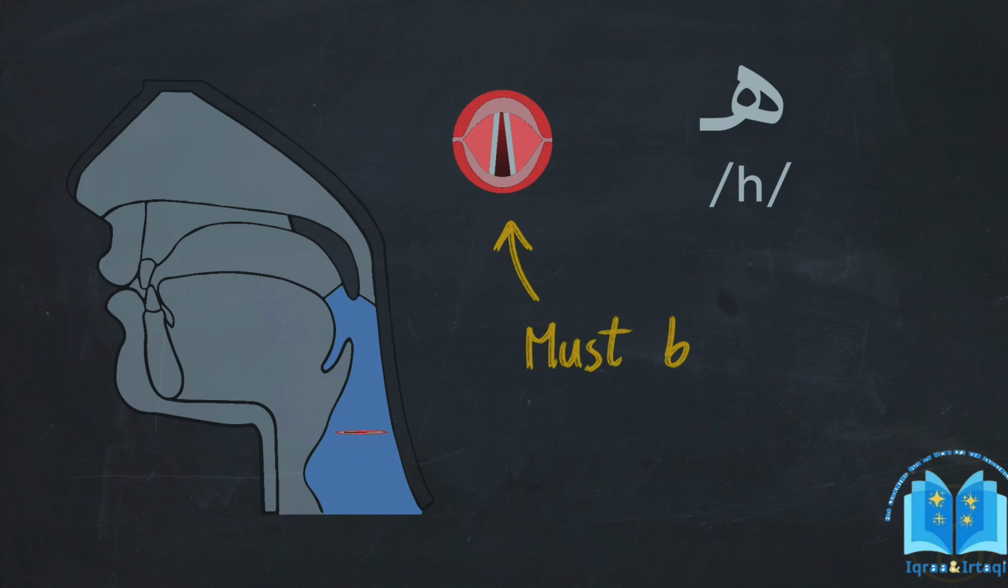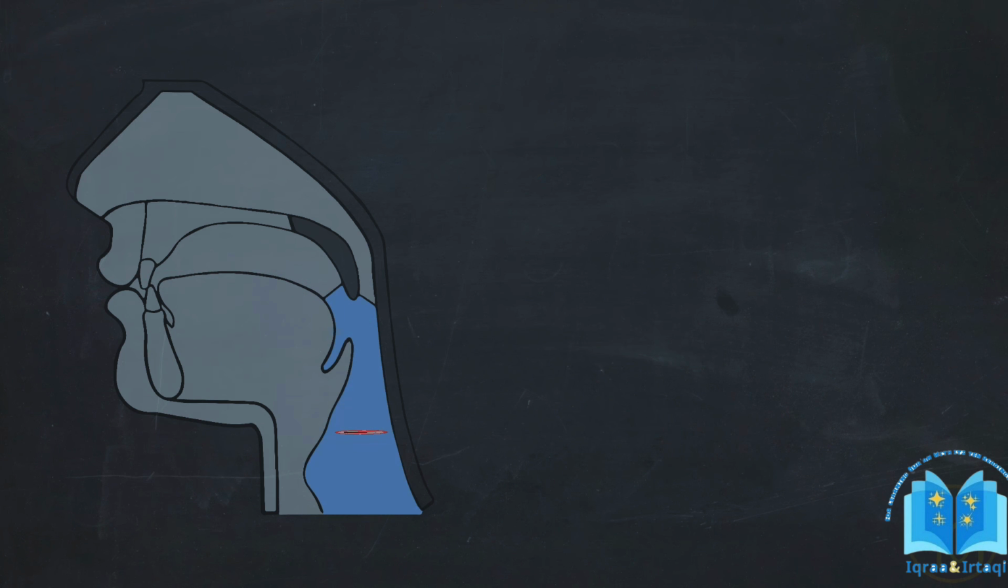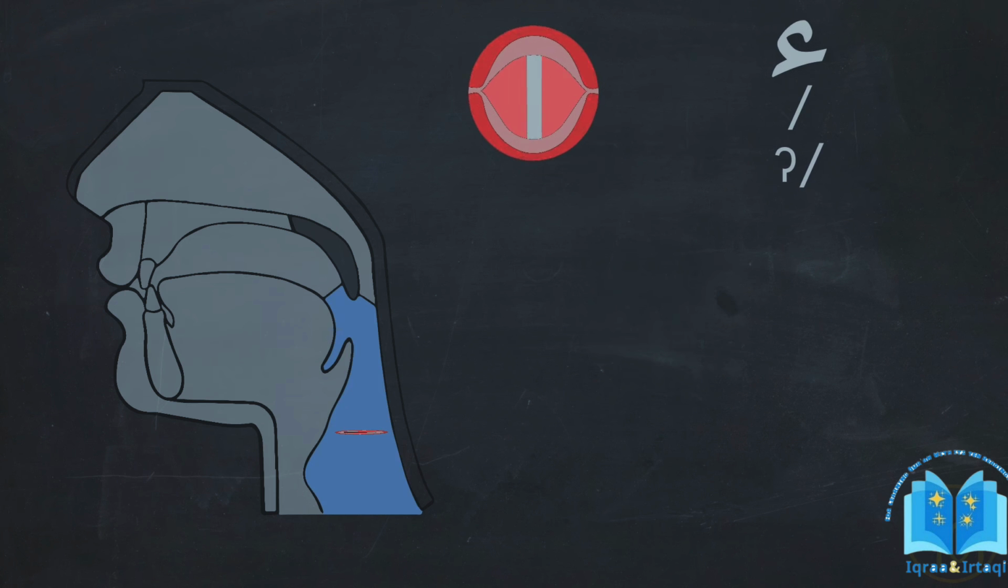So air passing through the slightly closed vocal cords produces the proper ha sound. As for the hamza, which produces the sound of a, it is also produced by controlling your vocal cords, but this time you'll be doing the opposite of what we were doing with the ha sound. It is essentially stopping air from passing, and we do that by closing the vocal cords.